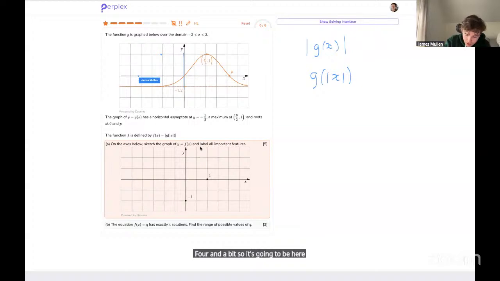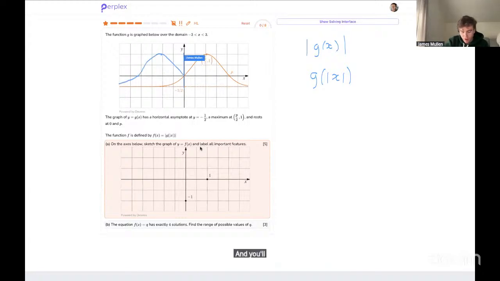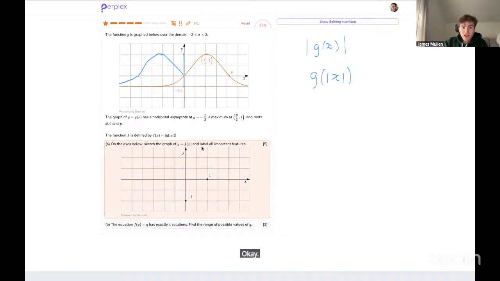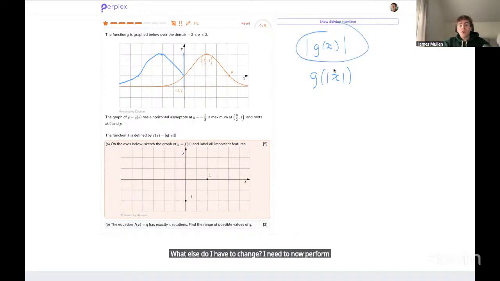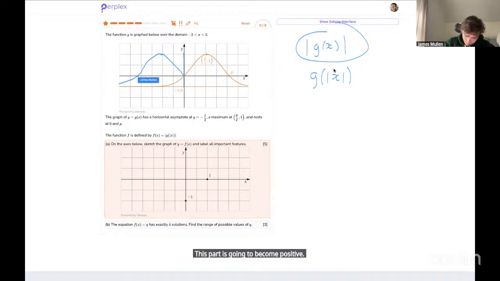Okay, so my graph is going to look something like this, and you'll forgive my not wonderful drawing, and it's still going to approach that same y asymptote, right? Okay, what else do I have to change? I need to now perform the absolute value on the entire function, which means that any part that was negative becomes positive. So let me draw that in green now. This part is going to become positive, and this part is going to become positive.